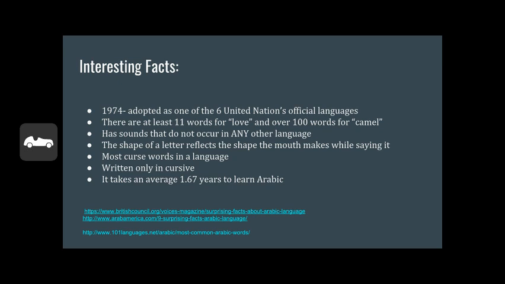At the bottom of the slide, you'll see a few websites. I think one of the most informative ones was the very last one, 101languages.net. That one had a list of the 1,000 most commonly used words in the Arabic language. It was a really cool site because it wrote the word in Arabic, gave the English translation, and then there was a sound bite that you could press to hear how the word sounded so you could learn the words.